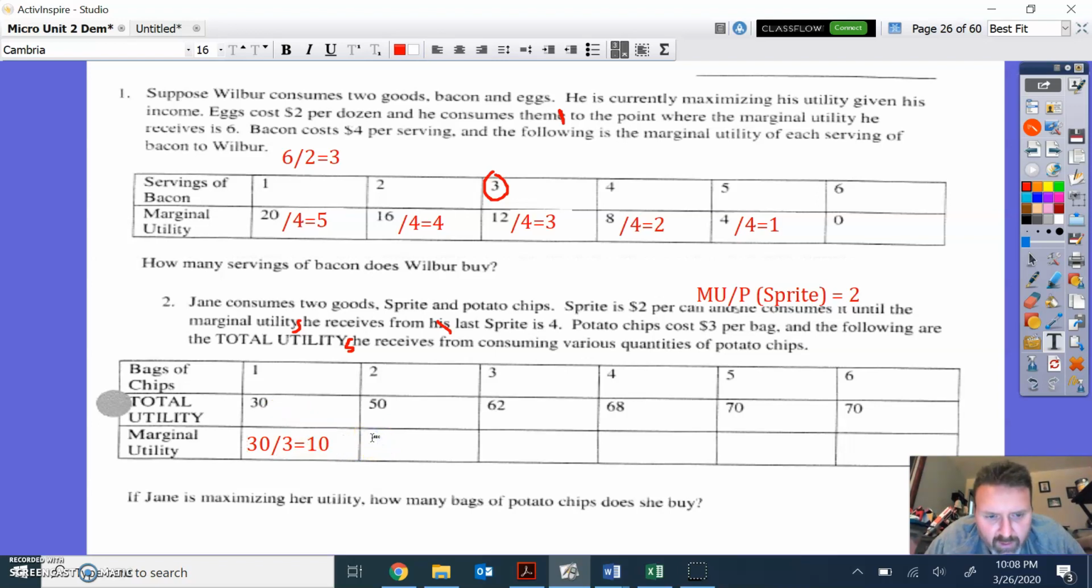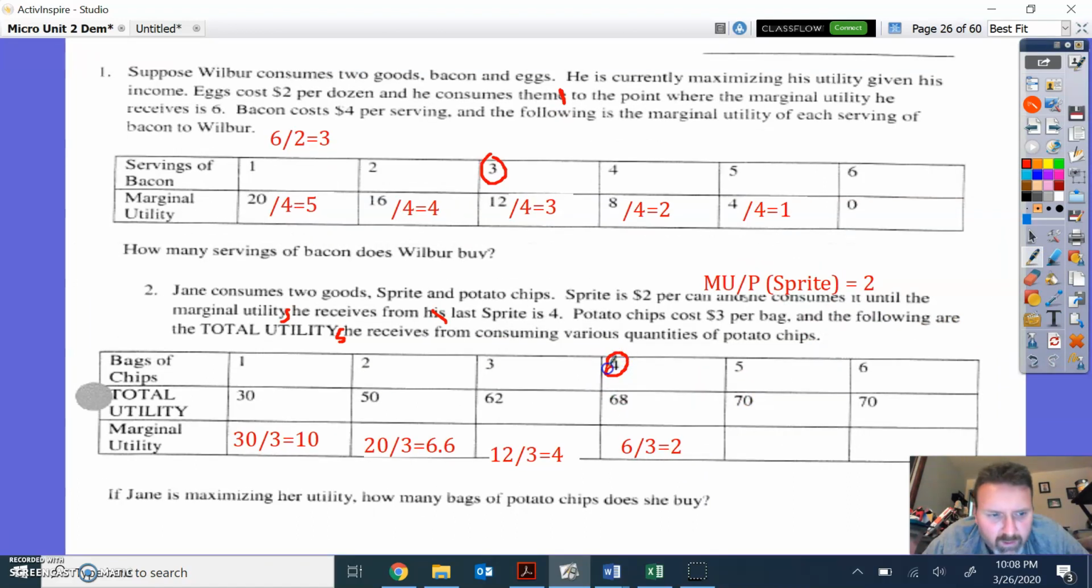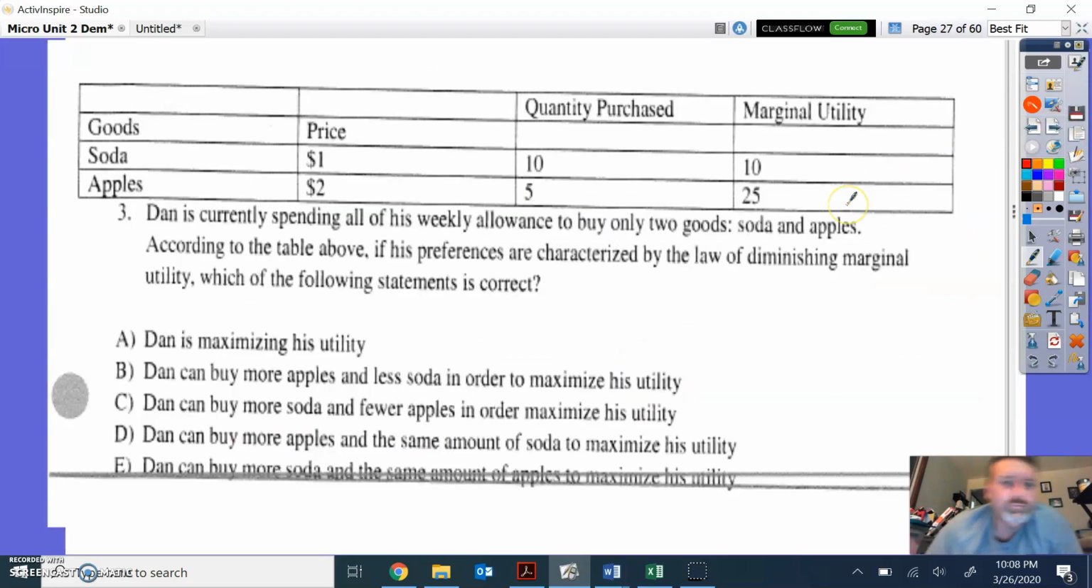50 is 20 divided by 3, which is 6.6, right? 12, which is the difference between 50 and 62, divided by 3 is 4. 6 divided by 3, because 68 minus 62 is 6, is 2. So there you go. So how many bags of potato chips does Jane buy? She buys 4 of them. Right there. Okay. Let's try 2 more.